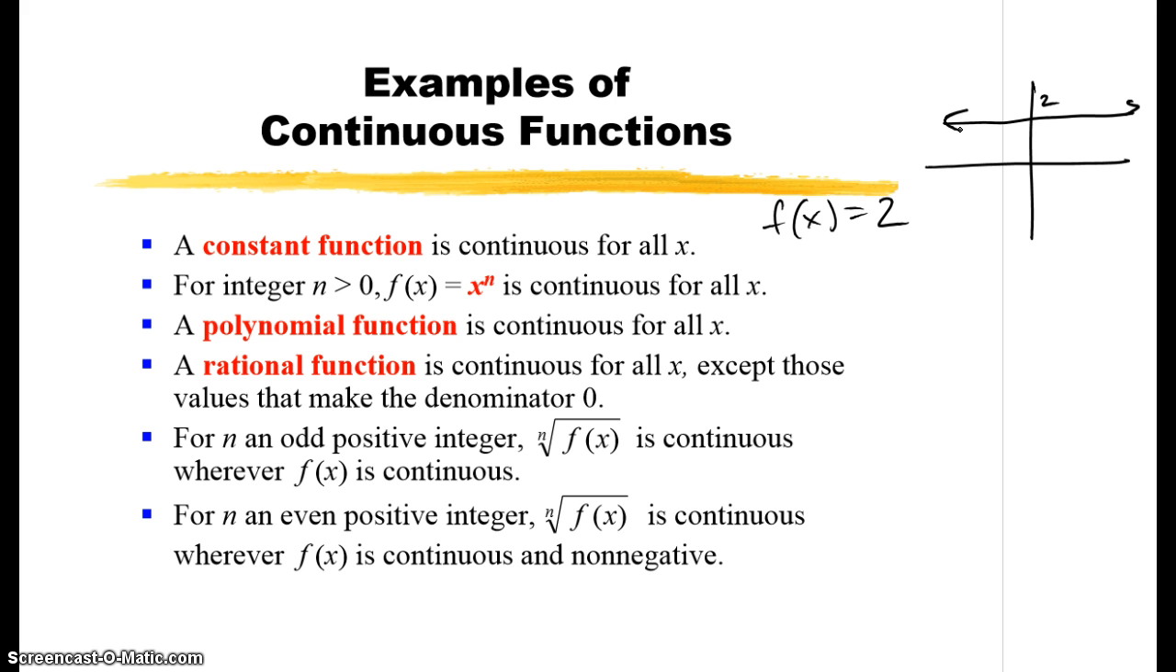For n a positive integer, the nth root of f of x is continuous wherever f of x, the radicand, is continuous. And for n an even positive integer, the nth root of f of x is continuous whenever f of x is continuous and non-negative, right? Because otherwise you would be taking the even root of a negative number. Okay, so again, those are the four more common cases for us. Our class focuses entirely on polynomials and rational functions, but these are some nice examples that you should consider.